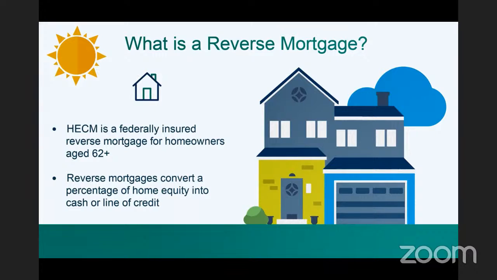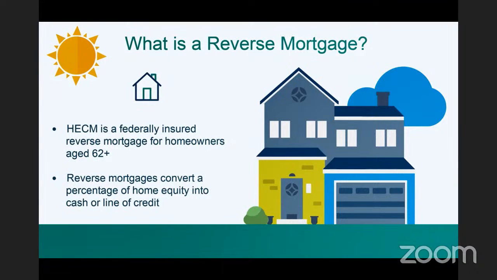The loan balance plus any accrued interest does not have to be repaid to the lender until a maturity event occurs. Now, there's one of those reverse mortgage words, a maturity event. That could be something like the homeowner sells the property and moves out, or the last remaining borrower passes away. As you see on the screen, the HECM, or home equity conversion mortgage, is a federally insured reverse mortgage, once again for homeowners age 62 and over. And that is still one of the more popular products that we see today.